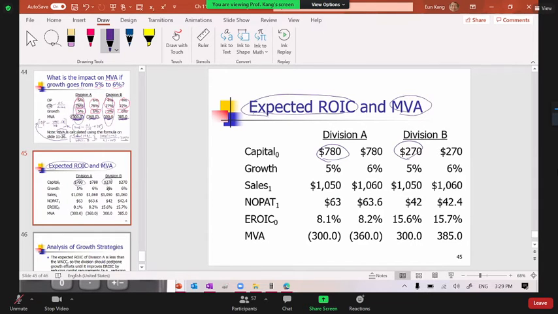Division B, capital 27%, so 27. This is again the current situation, right? We are doing the same thing using a different formula. Now, sales 1 is what? 1,000 times 1.05, right? 1,000 times 1.05. And NOPAT 1, how would you get NOPAT 63? Anybody? NOPAT 1? How did you get 63?